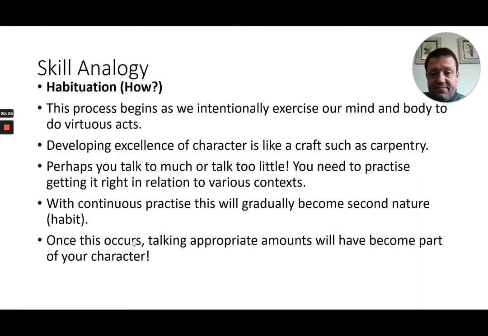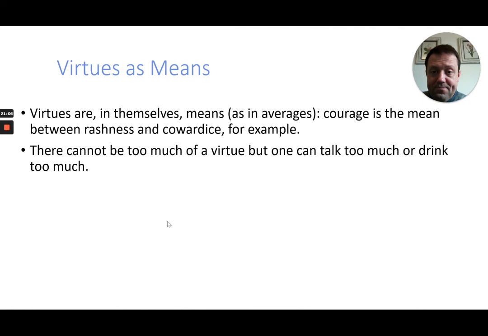Now, I've talked a lot about habituation already, but if we just go over this slide, the habituation process begins as we intentionally exercise our mind and body to do virtuous acts. Developing our excellence of character is like a craft such as carpentry. It takes practice, and eventually there'll be things that you do that you just don't think about anymore, where at the beginning you had to really concentrate. And again that goes for the conversation example that I talked about earlier as well. Once these things become second nature, then that is actually a development and change in your character. So virtues are to be understood as means, or as averages.